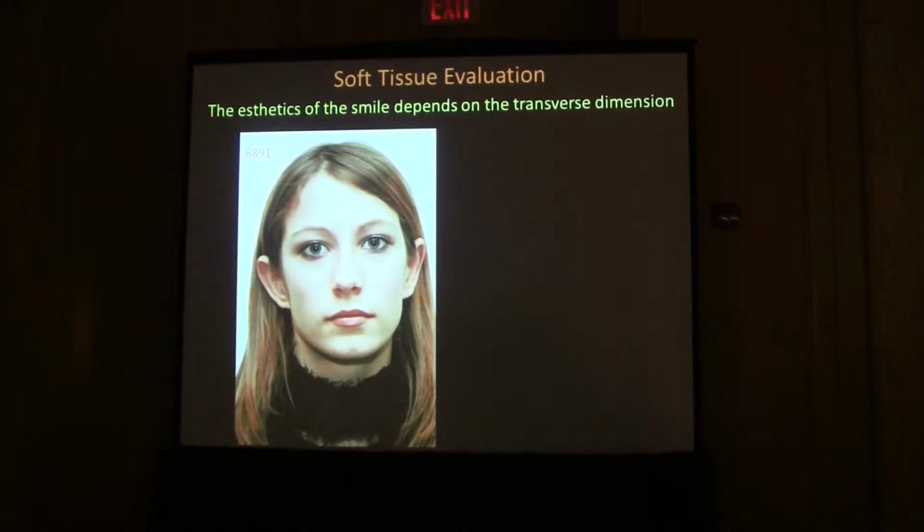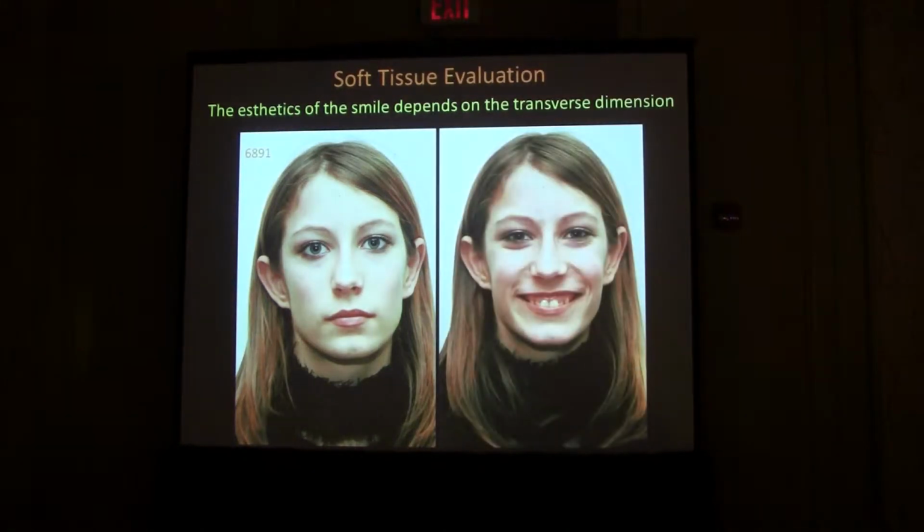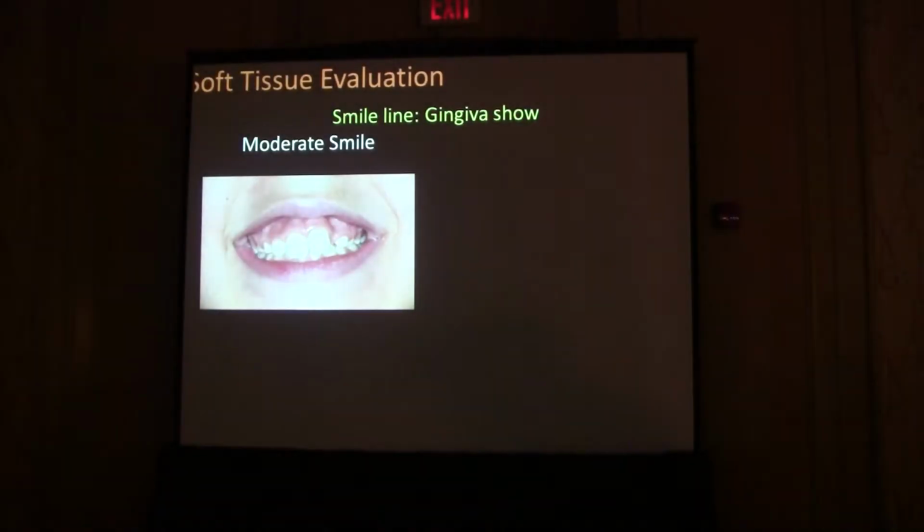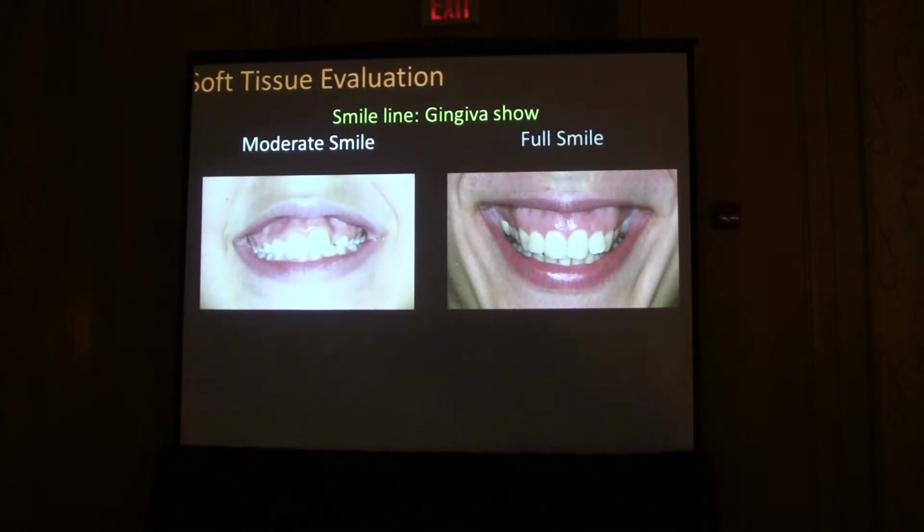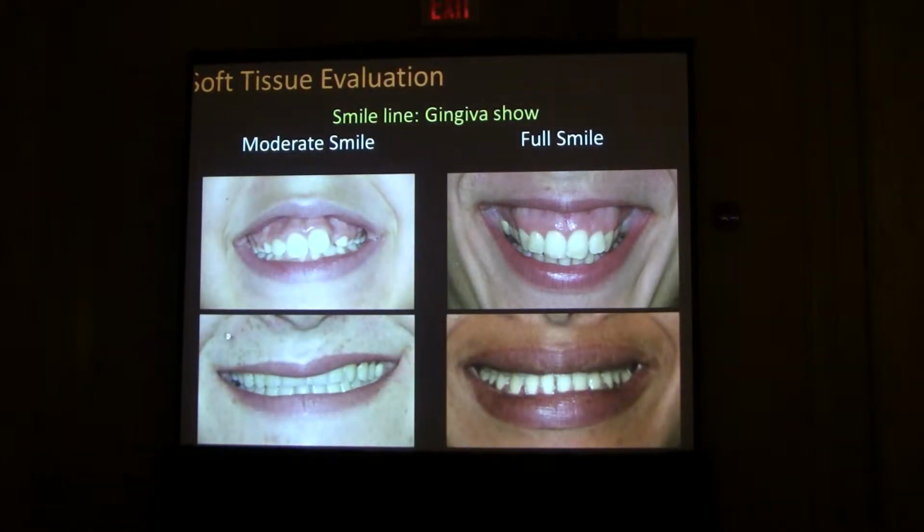If we take a look at this young woman, we see that her face is quite balanced and harmonious. But the harmony disappears as soon as she smiles. What we are looking for is the gingiva show, both when the smile is moderate and when it is full. We are also looking for the dental show. What we want to see is the maxillary denture completely, but not the lower denture at all.